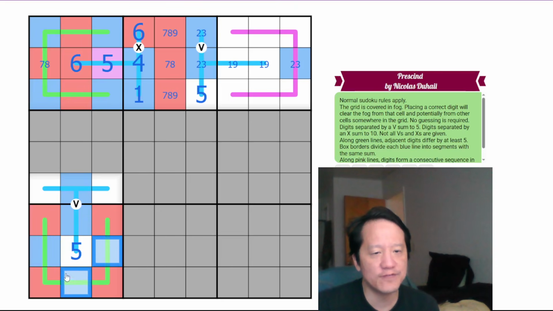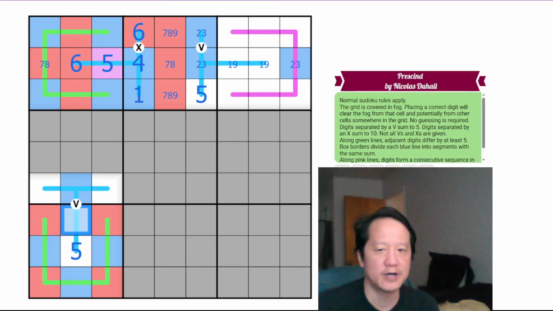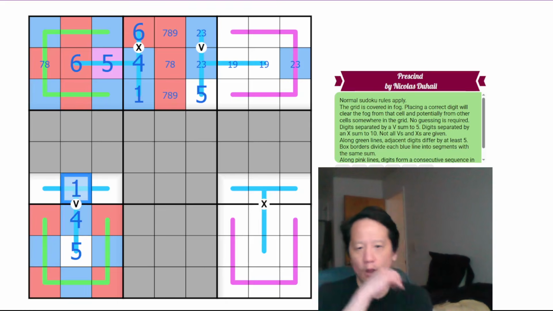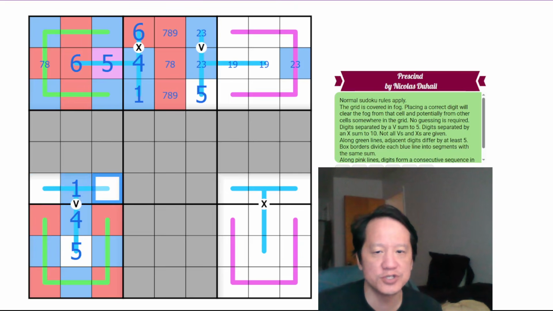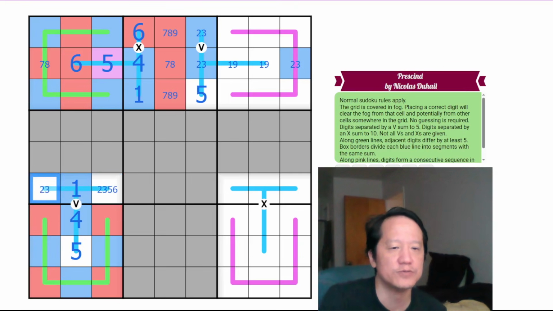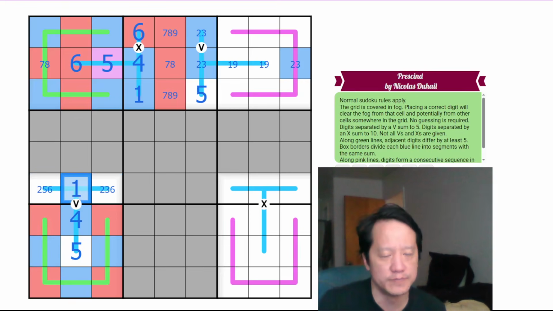Therefore, they cannot be 4. Whereas the 4 in that box, it must be here. So this is 4, which makes this a 1. Therefore, these add up to 9 here. So it's either 2, 6, or 3, 5, adding up to the 1. This can't be 5, so this can't be 3 here.